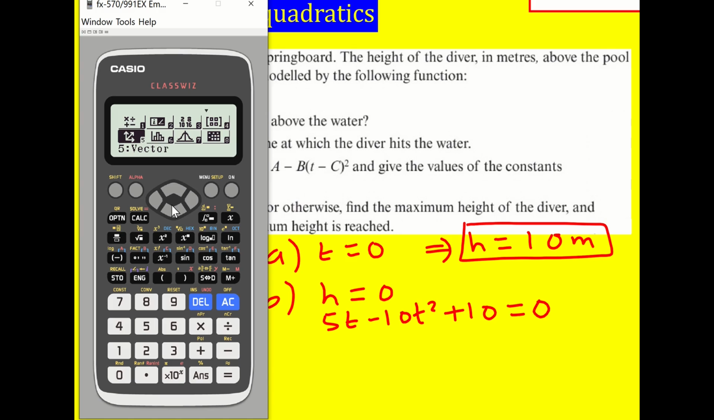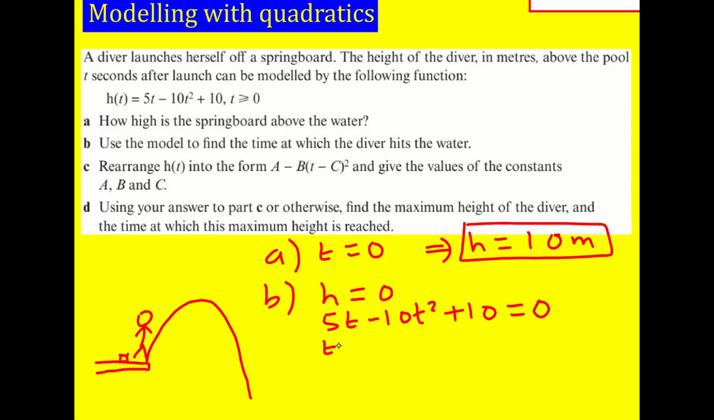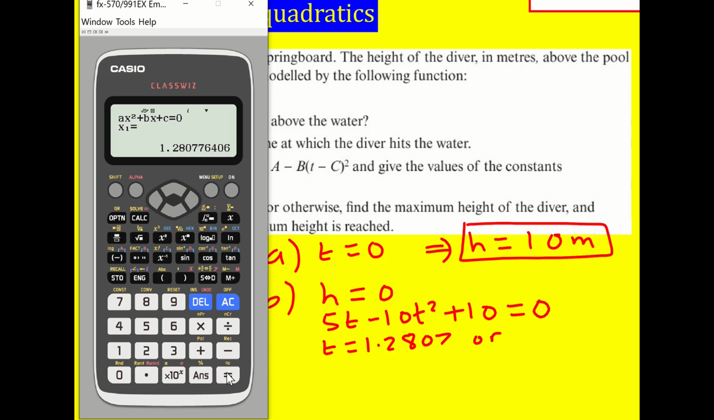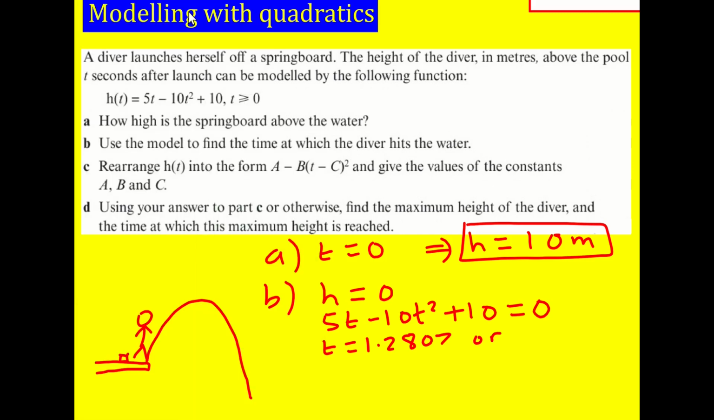So menu, down to equations, polynomial, degree 2. Just make sure we put it in right. So it's going to be minus 10, 5, and 10. And that gives us 1.2807 or minus 0.7807.